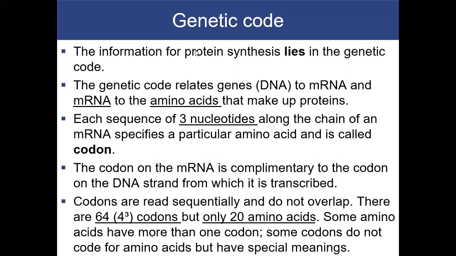Now, the codon on the mRNA is complementary to the codon on the DNA from which it is transcribed, and I'll give you an example of this in a few. But before I change this, it is important to understand that codons are sequential, they do not overlap. There are 64 of them, but there are only 20 amino acids. So some of these amino acids have more than one codon. Some codons do not code for amino acids, but they do have special meanings.